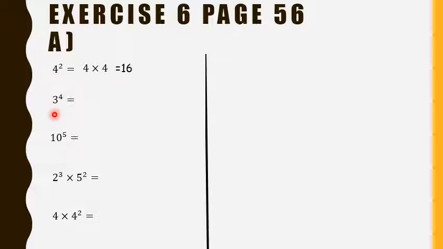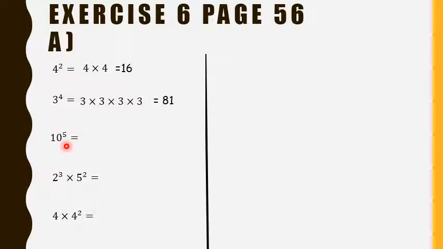16. 3 to the power 4, it's 3 multiplied by itself 4 times. So 3 times 3 times 3 times 3. Mentally, we can say that 3 times 3, 9, and 3 times 3, 9. So 9 times 9 is 81.